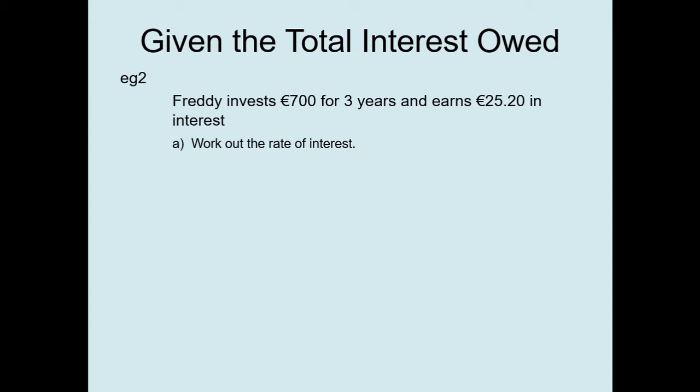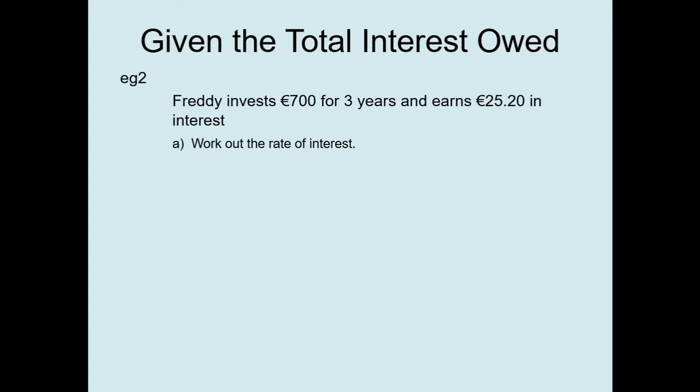Question 2. This time Freddie is investing some money. Freddie invests 700 euros for 3 years and earns 25 euros and 20 cents in interest. Work out the rate of interest. Okay, so this time it's clear we don't know what R is.